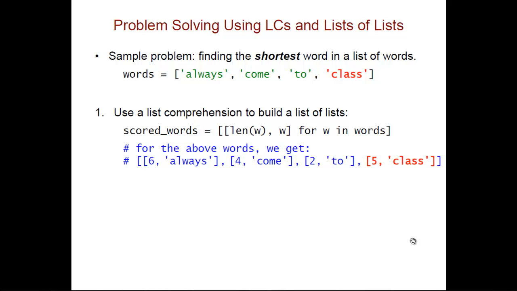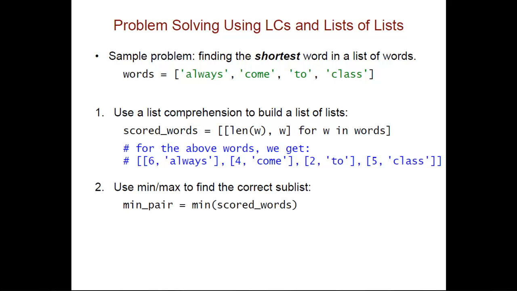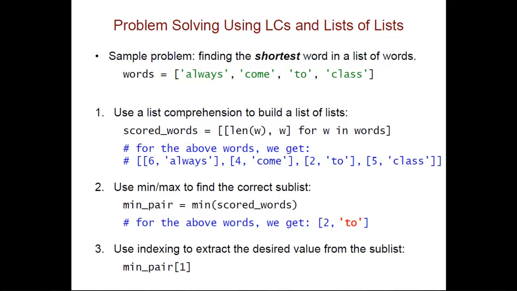And I'm assuming that I'm taking that list of lists, which is being given to me by the list comprehension, and I'm assigning it to a variable called scored_words. We can then give that list of lists to min. And because of the way that min works on a list of lists, what I'm going to get here is the sublist, the pair, whose length is the smallest. In this case, it'll be the pair 2, the number 2, paired with the word to. Okay, and then to actually get the shortest word, I just need to do indexing to get that word. It's in position 1 of the sublist.